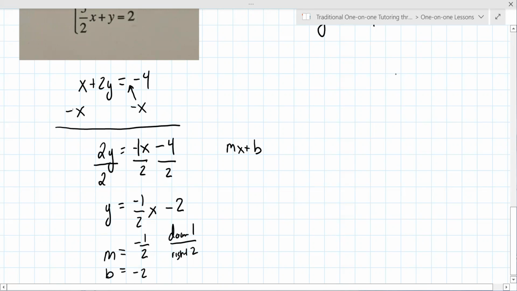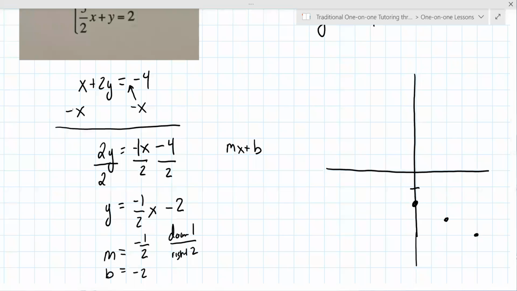Down 1, right 2. So let's make a graph here, or you've got one. You've got more room than I probably have in here. So you start at the b value. And from here you go down 1, right 2. Down 1, right 2. Are you able to graph it on your side, or maybe it's already there? Yes. Okay. I'm graphing right now.